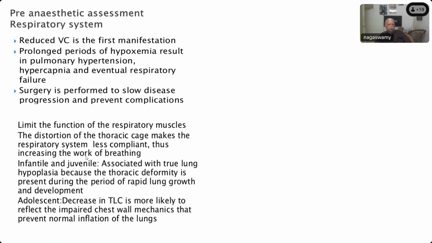The function of the respiratory muscles is limited in these conditions because of the distortion of the thoracic cage, and so the lungs and chest wall become less compliant. So it increases the work of breathing. And if it happens in the infantile and the juvenile, associated true lung hypoplasia also can be there because of the thoracic deformity. Whereas in adolescent cases, it decreases the total lung capacity and causes impaired chest wall mechanics that prevent normal inflation of the lungs.